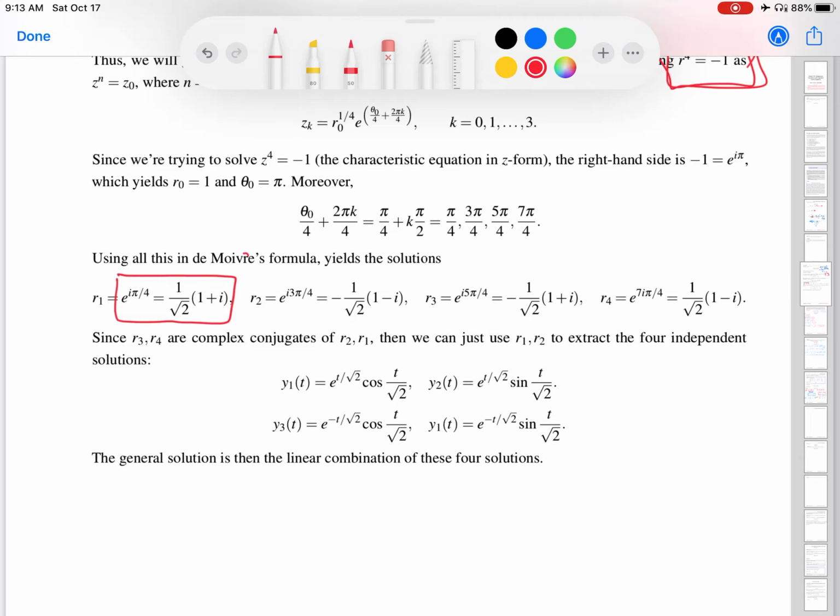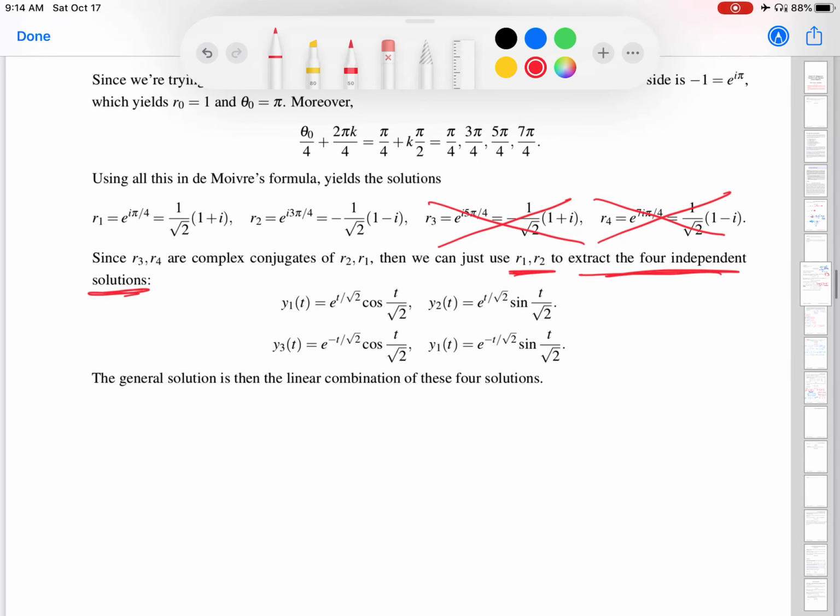So this one does. The imaginary part here is 1 over root 2. This one also does. The imaginary part here is also positive, 1 over root 2. This one has a negative imaginary part, negative 1 over root 2, and so does this one. So R3 and R4, I am not going to use to write out the solutions to the ODE. So I'm only going to use R1 and R2 to extract the 4 independent solutions.